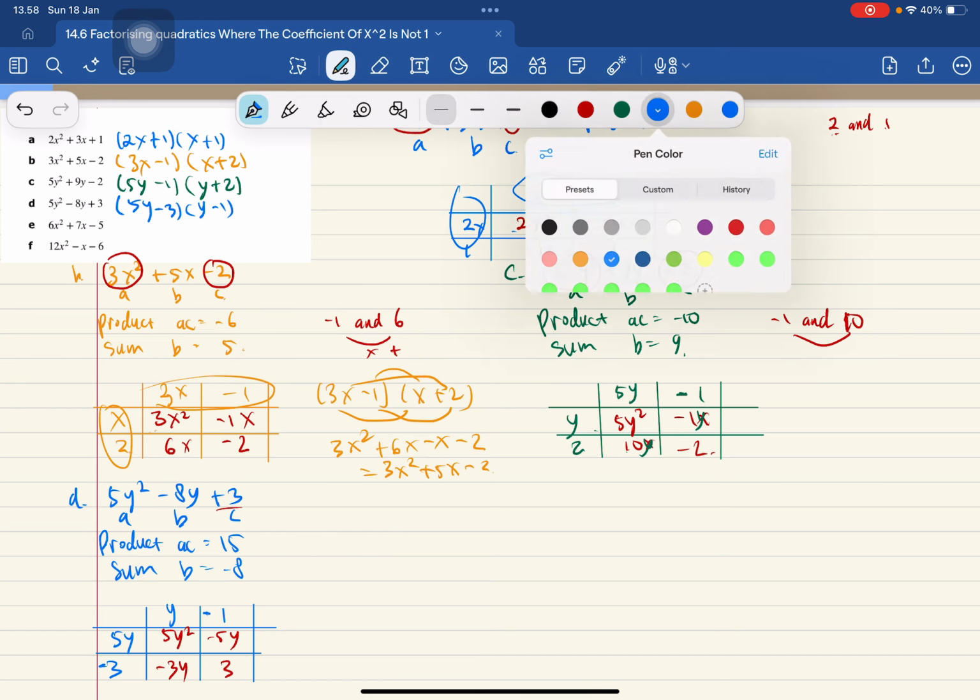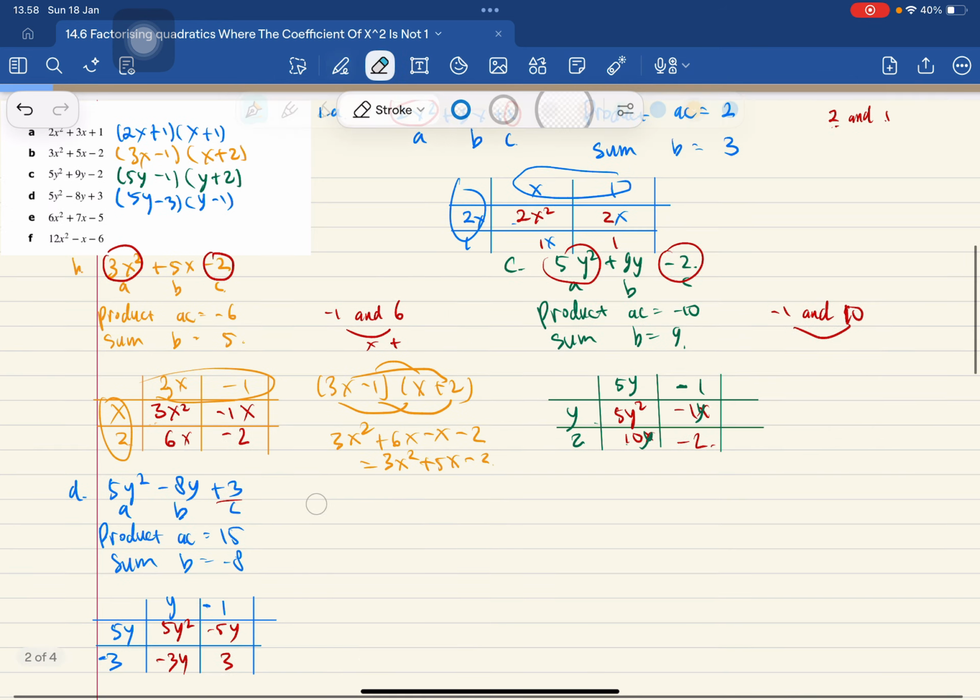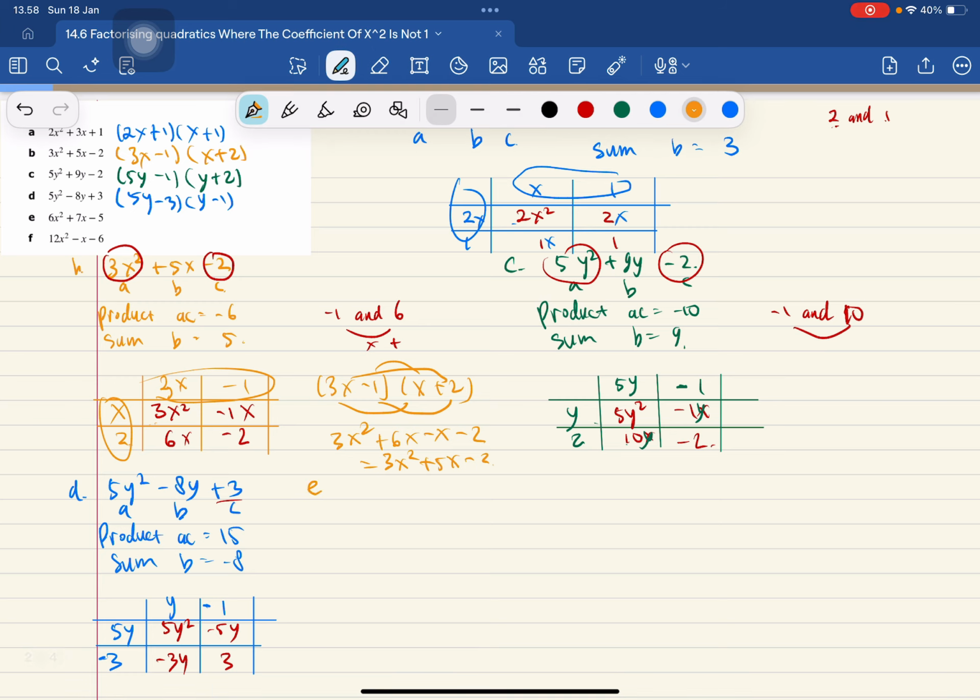Let's proceed for E. We got 6x squared plus 7x minus 5. Okay, this is A, B, and C. So the product AC, 6 times minus 5, equals minus 30. And the sum is B, which is 7. So let's make a table.